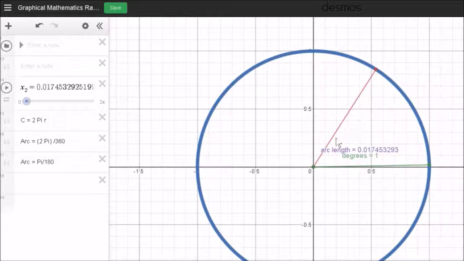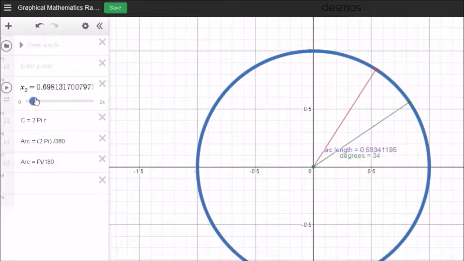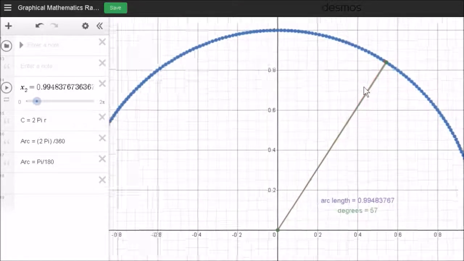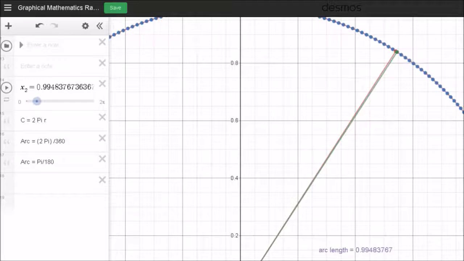Now I've drawn this red line in here. Okay, so what we'll do is we'll move the angle all the way round to this red line and we'll see where it gets to. Now it's not going to sit exactly on top of it, but it's going to be close. So we can say here it's approximately 57 degrees.